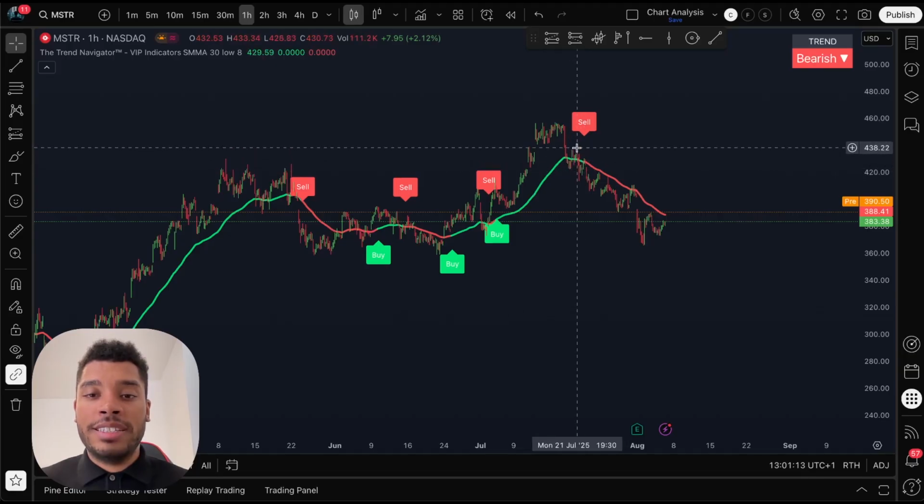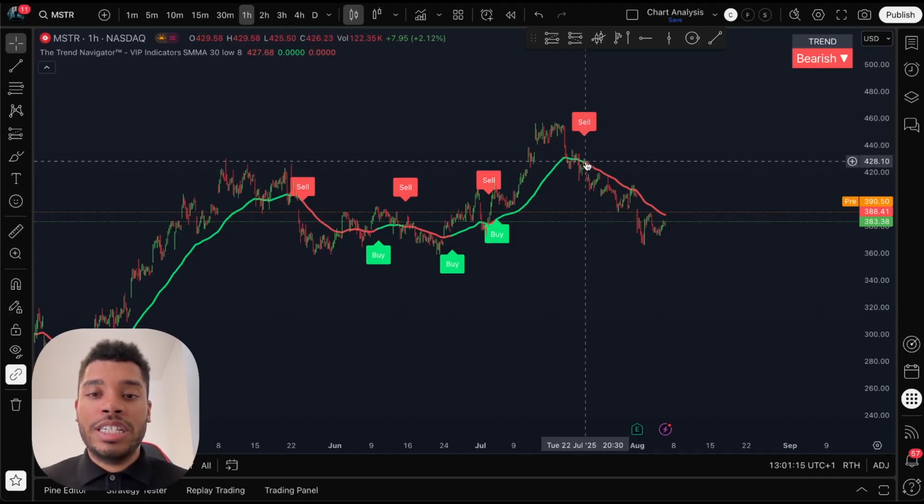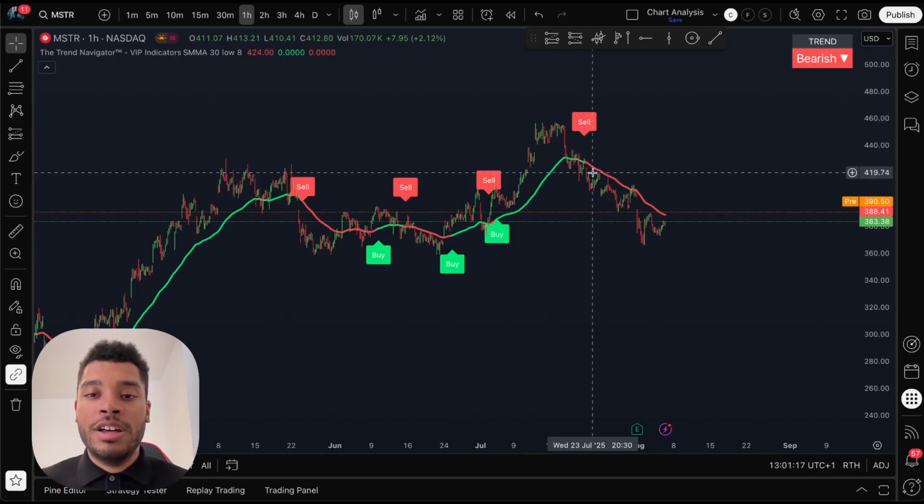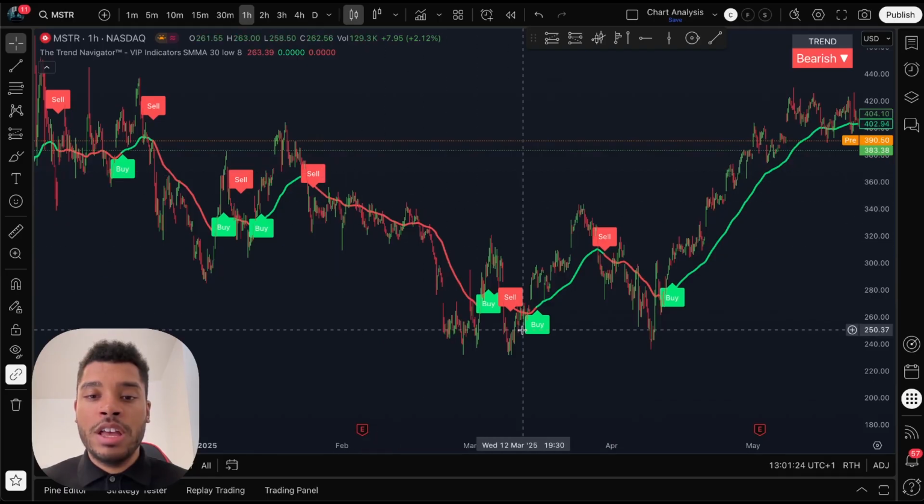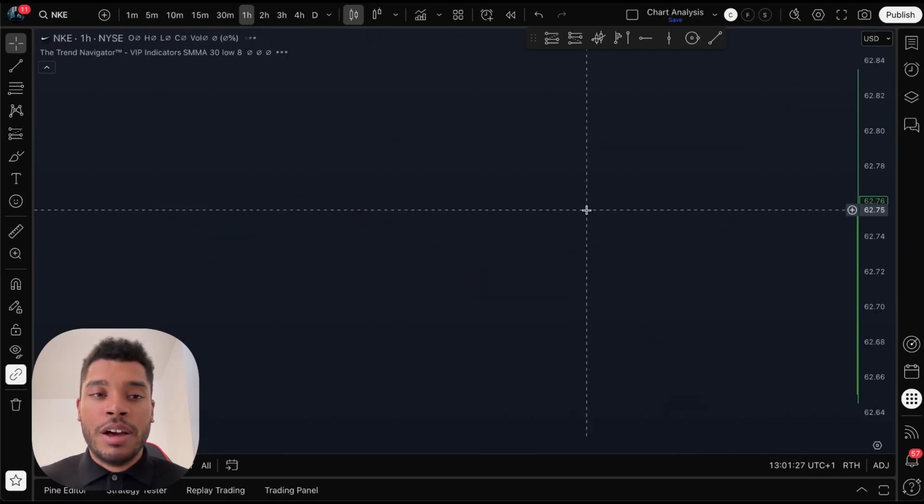As soon as the price started reverting, as you can see, you receive a sell signal, and if you enter here right now, you would have been in quite a bit of profit. And if we go back, as you can see, there were multiple occasions where you would be able to ride the trend. Now let's look at another stock.